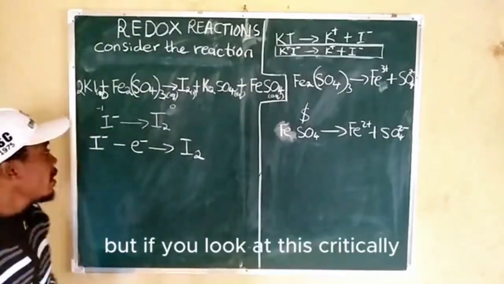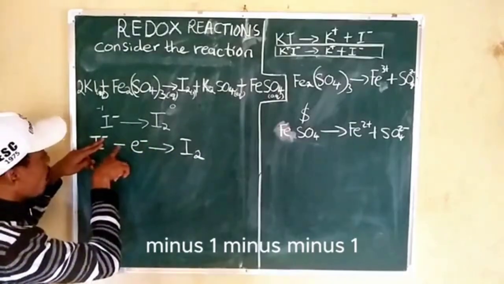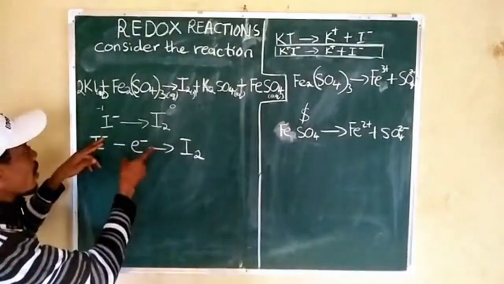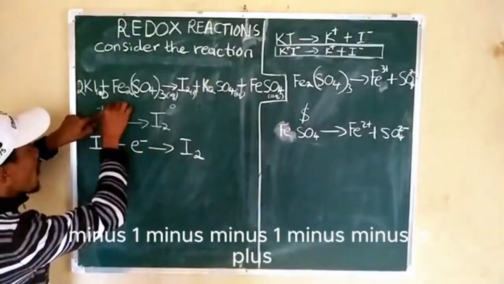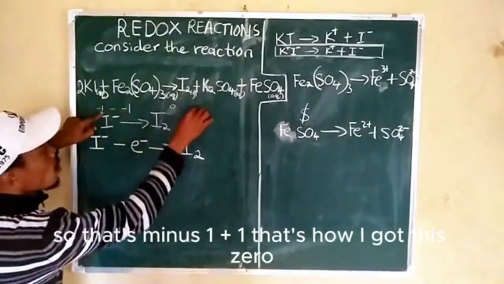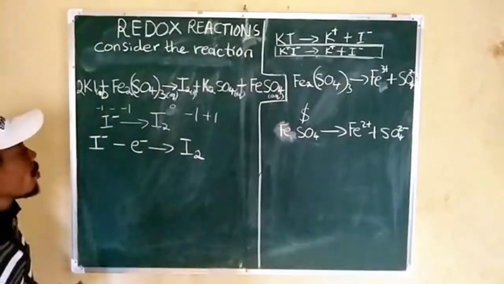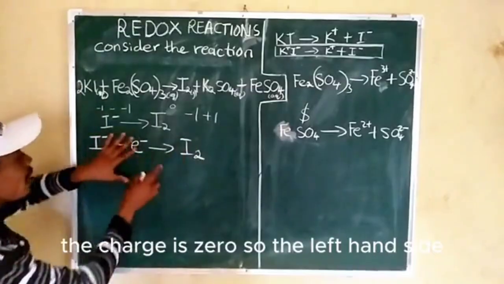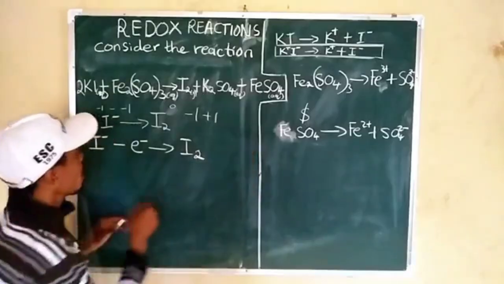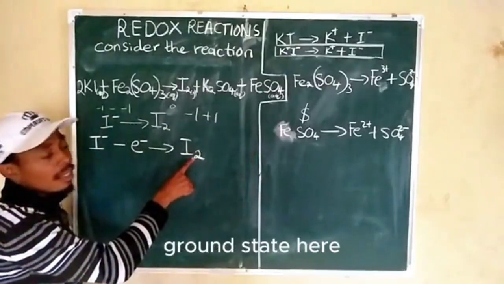But if you look at this critically, we have balanced the charges. Minus 1, minus 1. Minus minus is plus. So that's minus 1 plus 1. That's how I got the 0. The charge is 0. So the left hand side, the charges are balanced. We have balanced the right hand side. But the problem we have is that we have 2 atoms of iodine, ground state here.